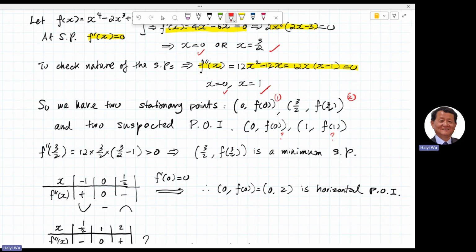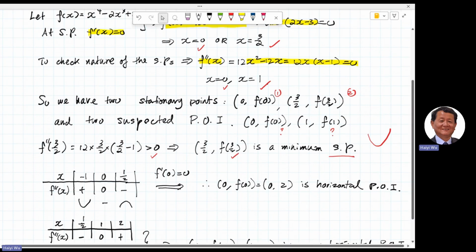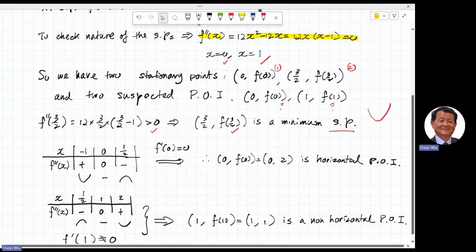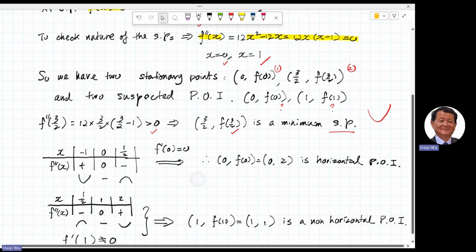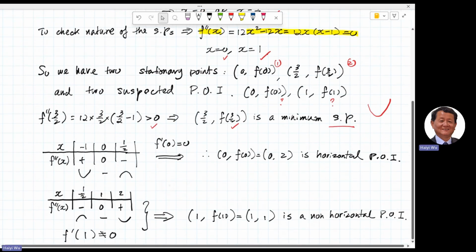So we tested that it's positive. If you substitute 3/2 into the second derivative, you will get a positive value. Therefore, this graph at this point is concave up, and concave up means a minimum stationary point. So that's the first one we decided. Now we're going to decide the two suspected POIs. Let's do the first one.